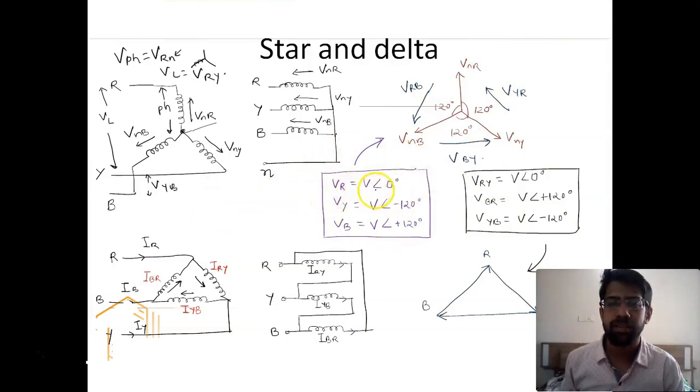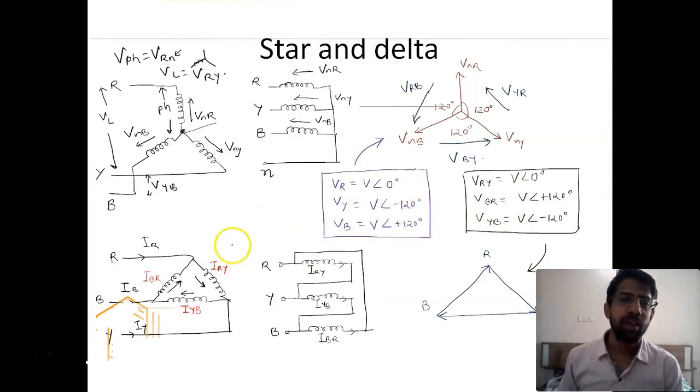VR is given with magnitude V and no phase difference with itself. VY has magnitude V but a minus 120 degrees phase difference with the original V. VB has magnitude V and plus 120 degrees of phase difference. This plus 120 degrees phase difference can also be written as minus 240 degrees. So basically, the time and space rotation of these phase voltages is reflected when we are writing the mathematical equations.